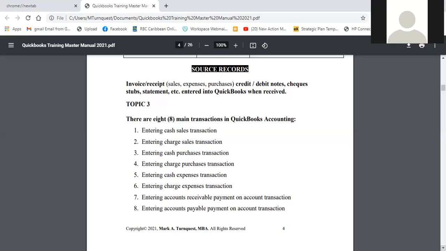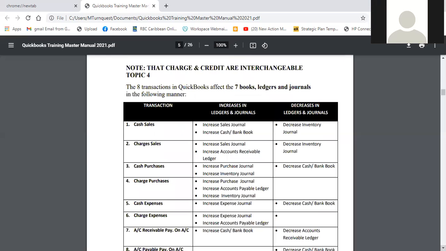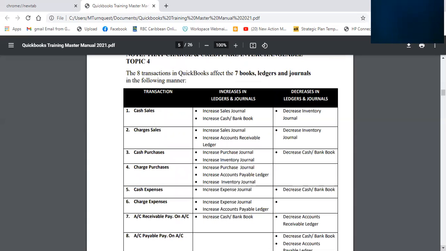The next homework I want you to do is, on topic 4, redraw this table exactly how it is. This is how a transaction affects the 7 books, ledgers, and journals. So I always want you to write it exactly how it is. It increases and decreases. Don't make any changes.